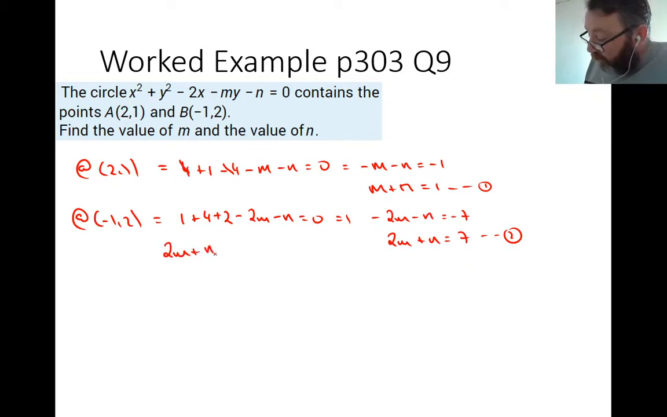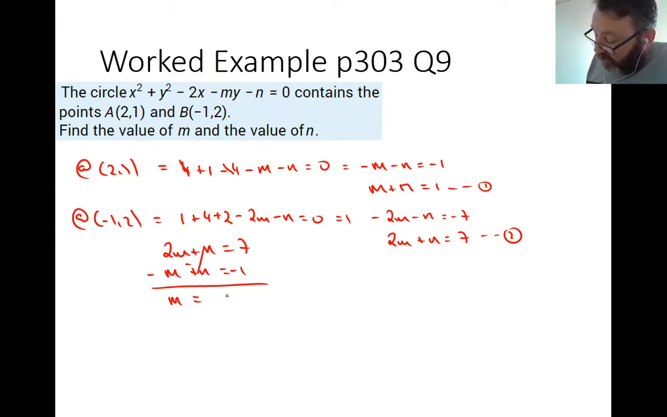2m plus n is equal to 7, and m plus n is equal to 1. And we're going to change the signs on the bottom line here. And that's going to give me m equals 6. And once I've discovered what m is, I take that back up here. I'm doing this quickly because this is from the previous chapter.